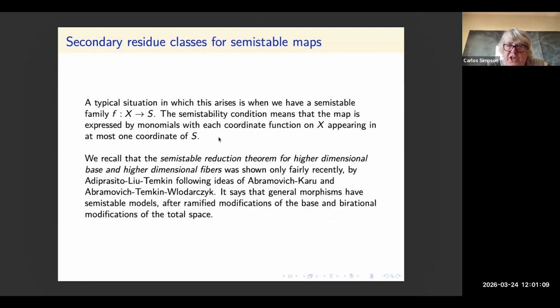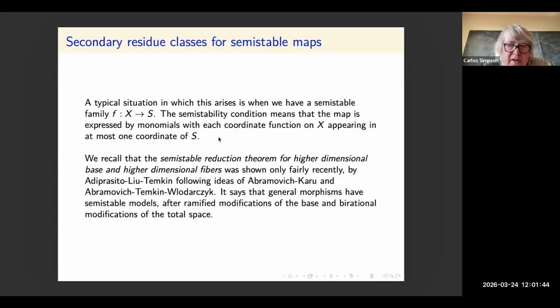Now a typical situation in which this is going to happen is when we have a semi-stable family. The family is semi-stable if the map is expressed by monomials where each coordinate upstairs appears at most once in a coordinate downstairs. That's a little bit stronger than saying that the divisor downstairs pulls back to a reduced divisor upstairs. So you're sort of throwing out the possibility of blowing up stuff. The last thing I said would also hold for blowing up a point, for example, but that's not allowed as a semi-stable map.